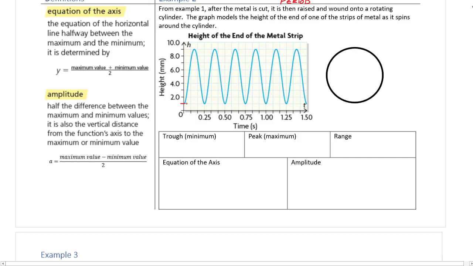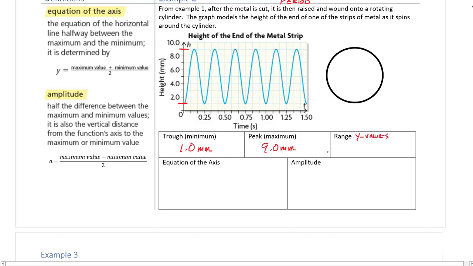All right, so let's start with the basics that we already covered. The trough, what's the lowest we go, and the peak, what's the highest our y values are. Our trough looks like 1 millimeter. Again, include your units, right? And we are at a peak of 9 millimeters. Remember, our range is just our y values. That's all it is. They want us to give what all our possible y values could be.